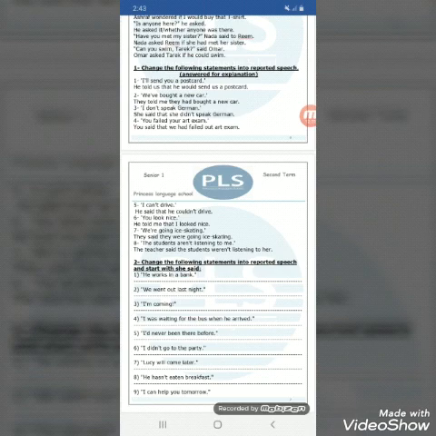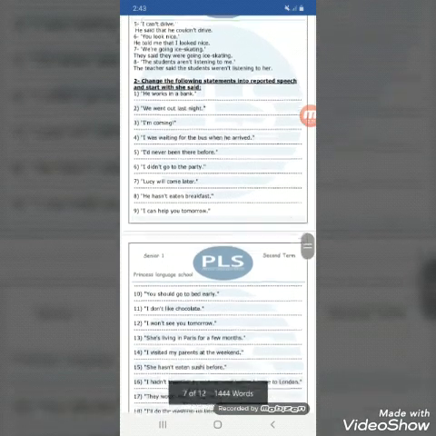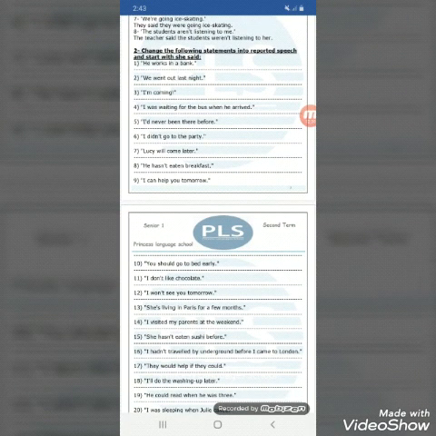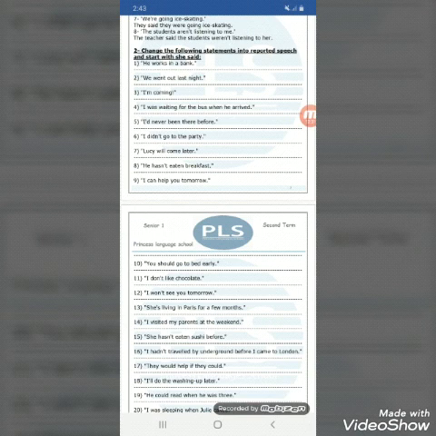Okay? Now we have here an exercise for changing the statements into the reported speech. And we're going to start with she said. Okay? Let's start.